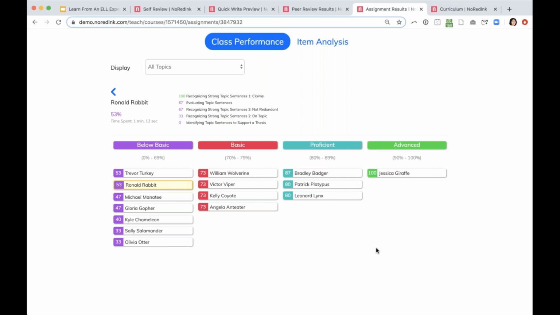It really just depends on your own class and your own students and what you're dealing with after they take that diagnostic. Great, yeah, that's a great tip.